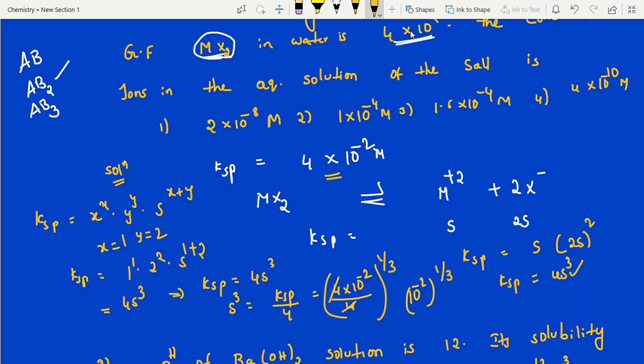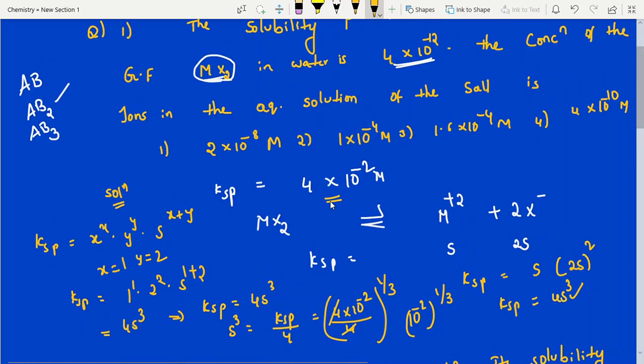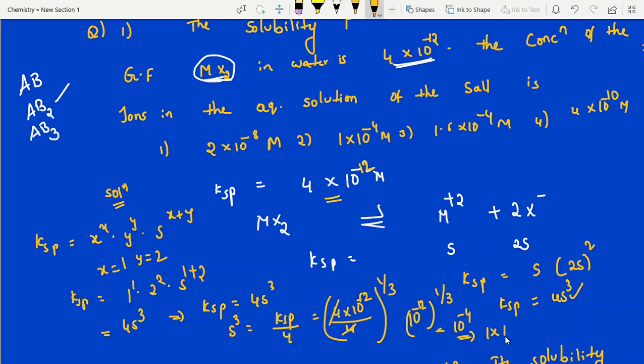One second. What is this in the question, 10 to the power of minus 2 or minus 12? Slight mistake there. Yes, this is 10 to the power of minus 12. You can substitute minus 12 here. So this is 10 to the power of minus 12 cube root. What answer will you get, students? 10 to the power of minus 4. So finally you can write 1 into 10 to the power of minus 4 molar. That's it. Clear? Yes, this is your answer. Like this we can calculate this type of numericals.